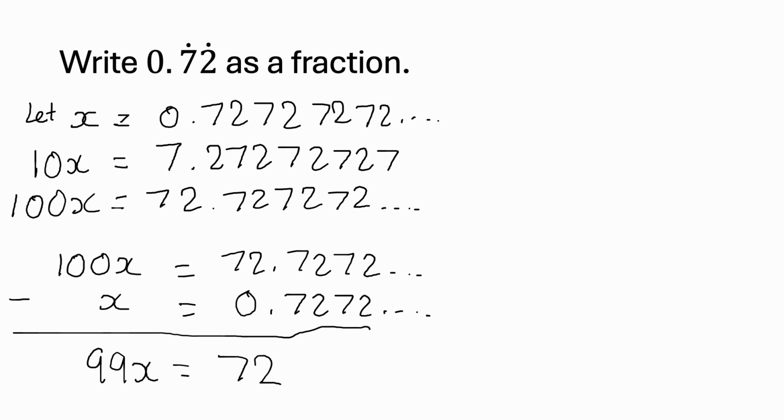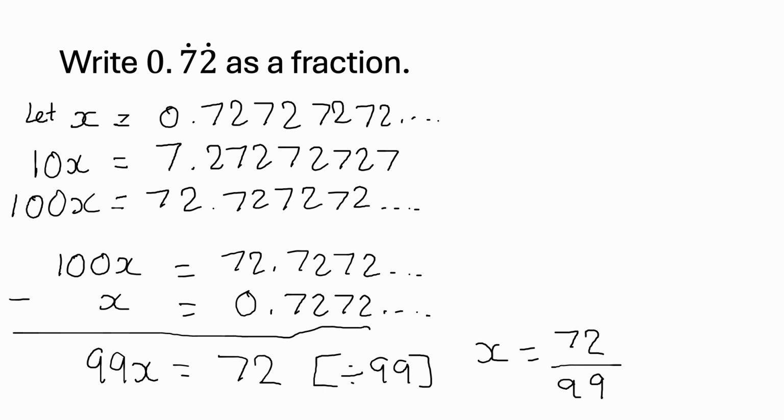So if we want to make x the subject here, essentially what we need to do is divide by 99. So x is equal to 72 over 99. Now, as this question doesn't tell us to simplify, we can leave it as it is.